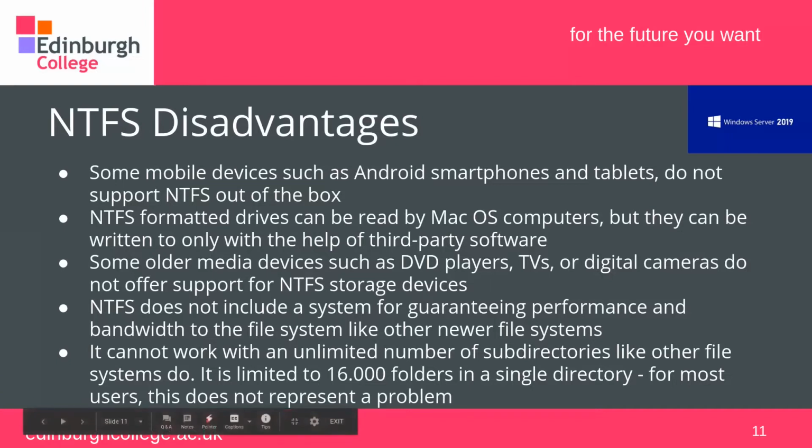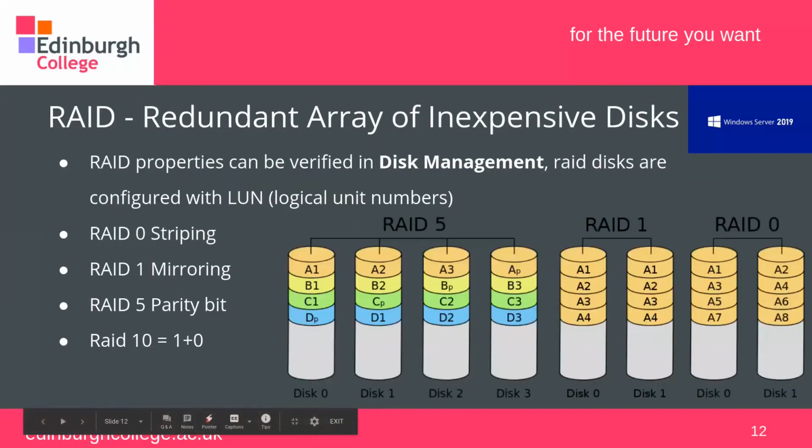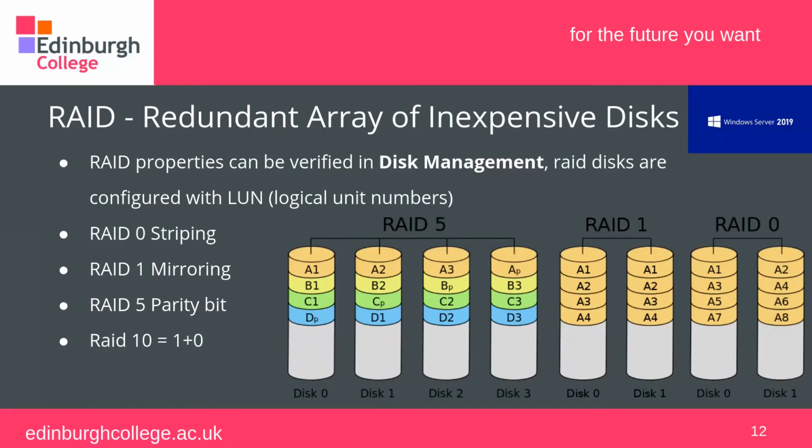So a bit about RAID. RAID is a redundant array of inexpensive disks. And for this course, we just need to remember what each of the RAIDs is. Now, you don't need to know about RAID 2, RAID 4, RAID 6. You only need to know RAID 0, RAID 1, RAID 5, and RAID 10.